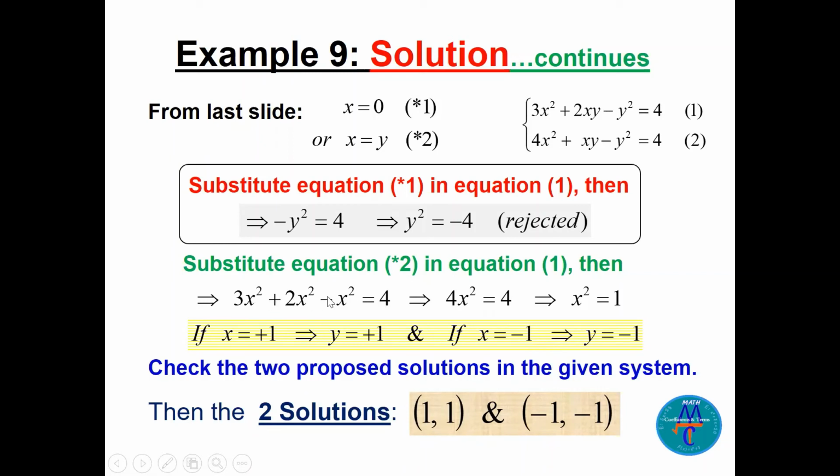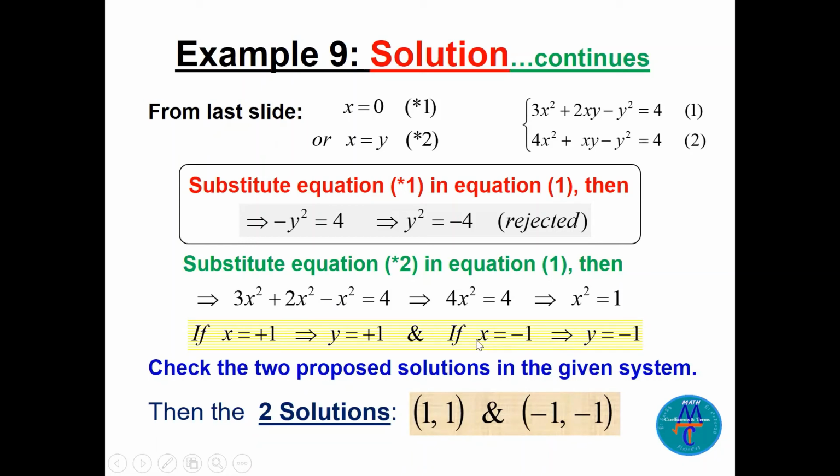So when you add here 5 minus 1, it will be 4x squared is equal to 4. Divide by 4, x squared will be 1. Take the square root of both sides. So we get either x = +1 or x = -1.